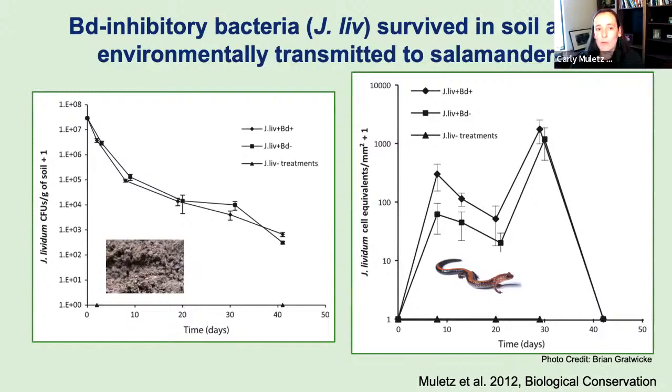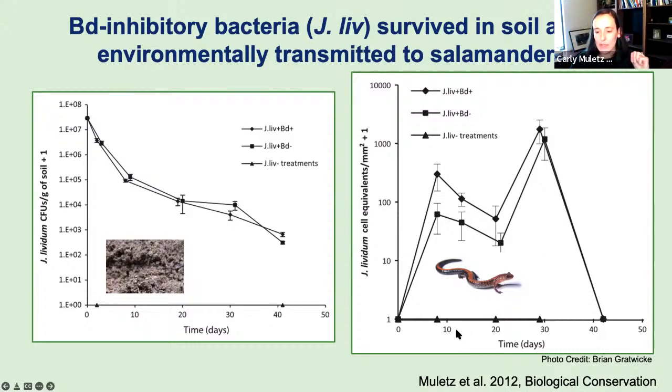And then we were able to show that we could transmit it to the salamander skin. So here's our salamander here, and then using qPCR, we were able to detect J-liv on the skin of our two treatments that were exposed to J-liv and not detected on our control animals. And we were able to detect that for 40 days.